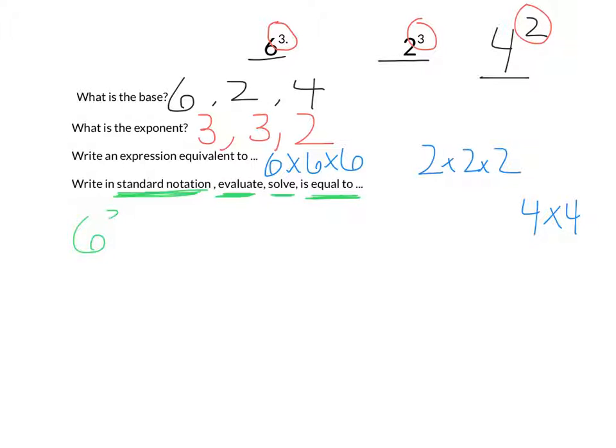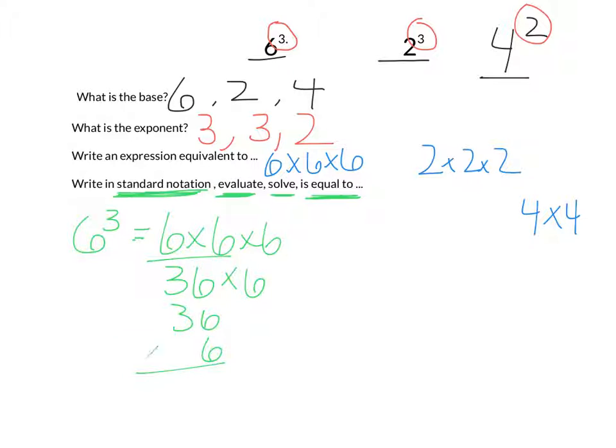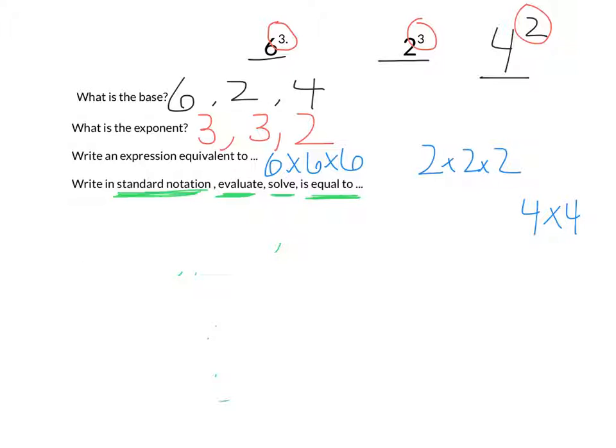So 6 to the third power would be 6 times 6 times 6. 6 times 6 is 36, times 6. And 36 times 6, see, is 3 to 18, 21. So if I was going to write 6 to the third power in standard notation, that would be 216.